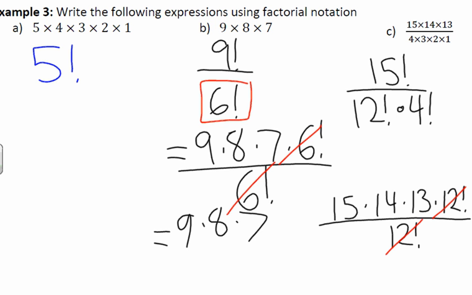So if we take out the 7 and keep it separate, let's go 7 times, and then we can look at this. We have 6 times 5 times 4 times 3 times 2 times 1, right? So how can we rewrite this in factorial notation? So 7 times 6 factorial is the same thing as 7 factorial, right?